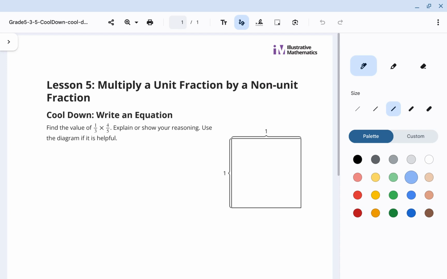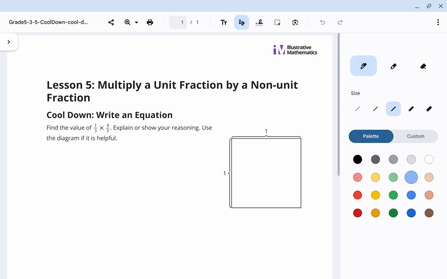Good morning, mathematicians. We are looking at Lesson 5, Multiply a Unit Fraction by a Non-Unit Fraction. And today we're going to think about taking our equation and modeling it in the diagram to find a value.